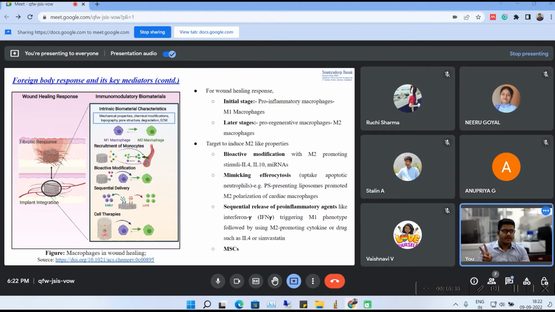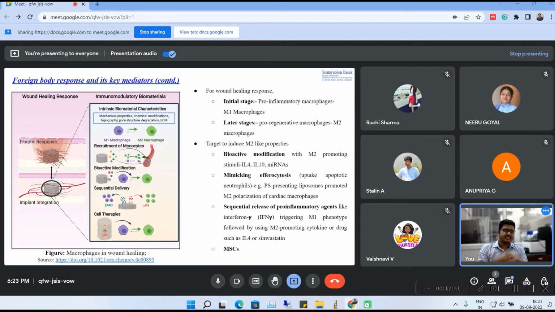The second strategy we can have is mimicking efferocytosis. Efferocytosis is a mechanism where apoptosed neutrophils are engulfed by the macrophages. When apoptosis occurs in neutrophils, there is a phosphatidylserine enrichment. Phosphatidylserine molecules are only present when there is apoptosis in the body. So when these apoptosed neutrophils are engulfed by the macrophages, the phosphatidylserine does not get the chance to tell the macrophages to engulf any other materials. It is blocking the macrophage receptors from engulfing any other materials. So it is just a blocking mechanism of the macrophage phagocytosis to save our graft.